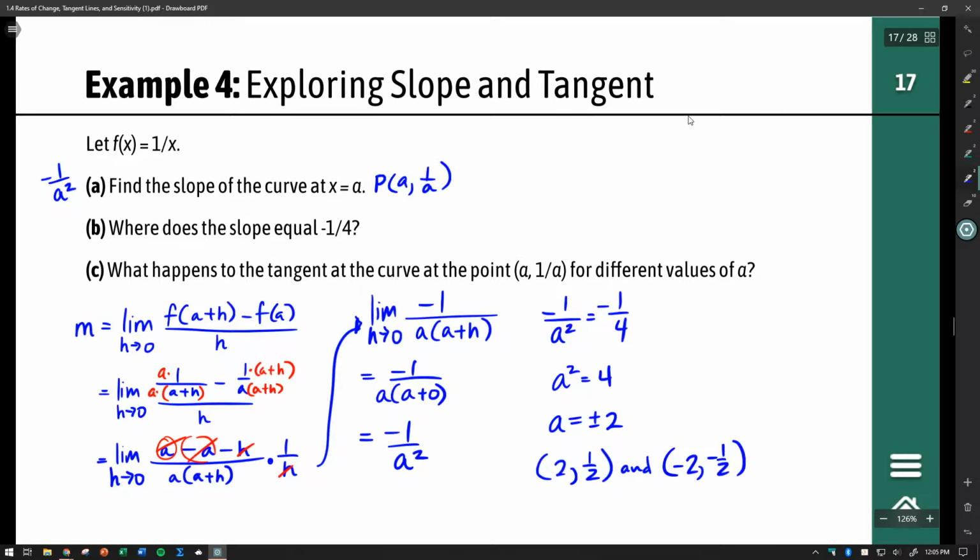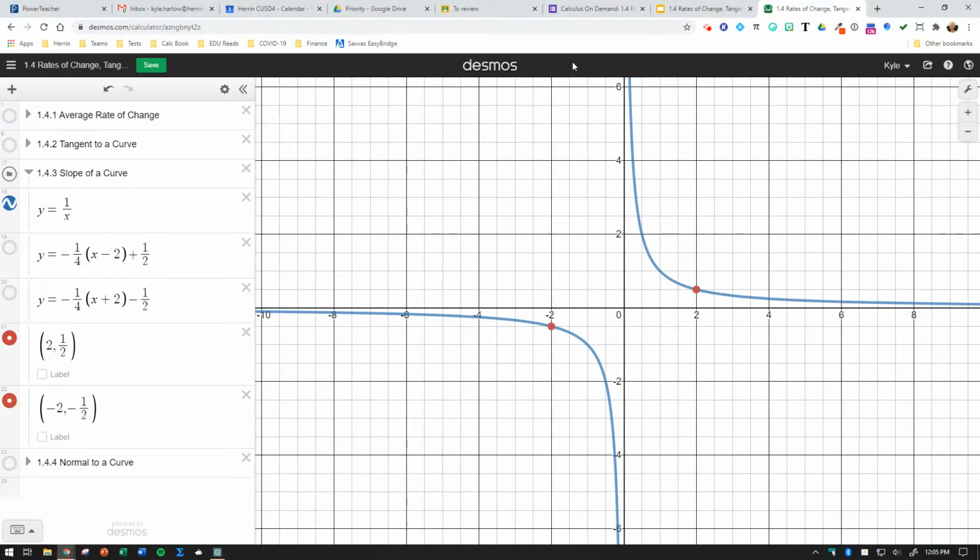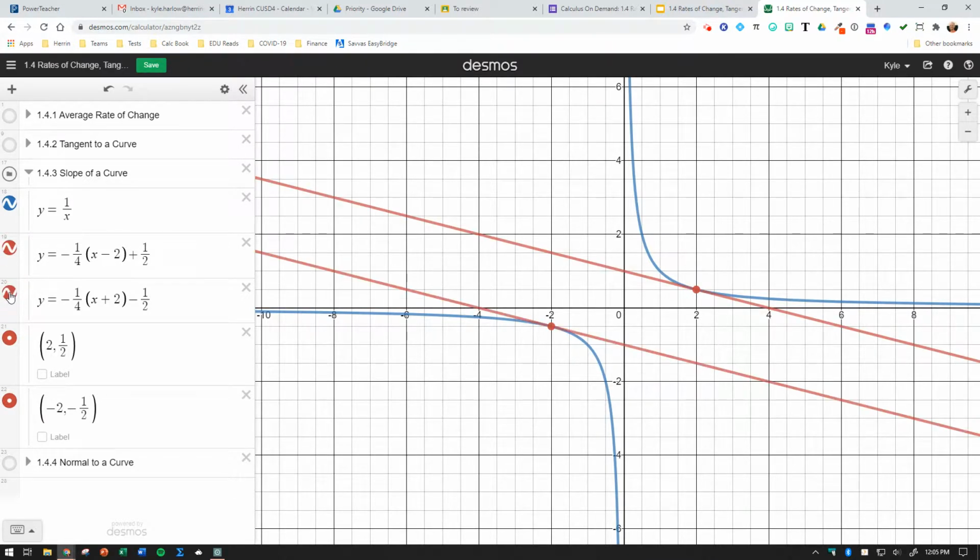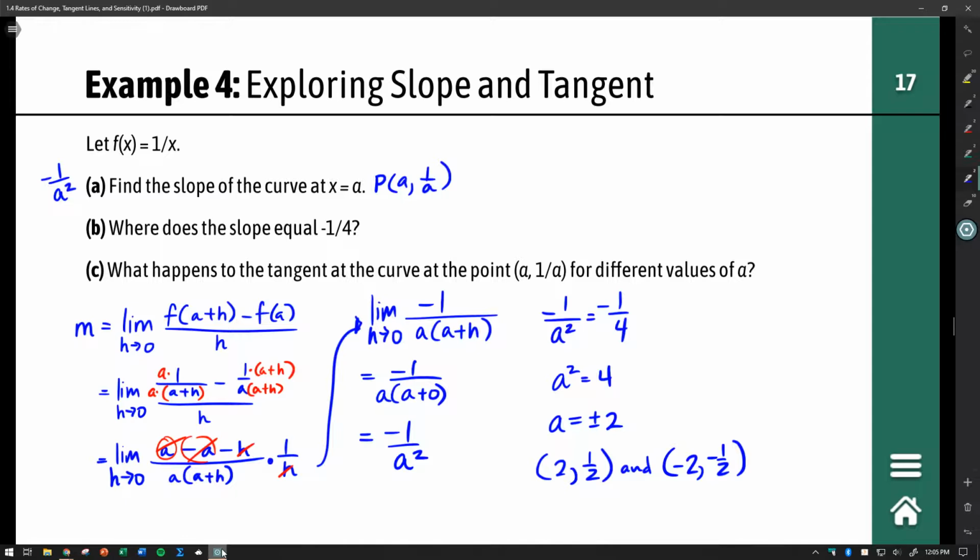And I graphed this in Desmos so we can check out our answer and see if that's true. So here's the curve. I left bolded in red the 2 points where we said that the line was going to be tangent with a slope of negative 1/4. And here are those lines. Does that appear tangent? Does that appear tangent? Yes, it does. Wonderful. So back to the notes.